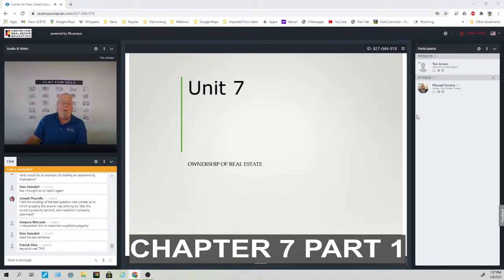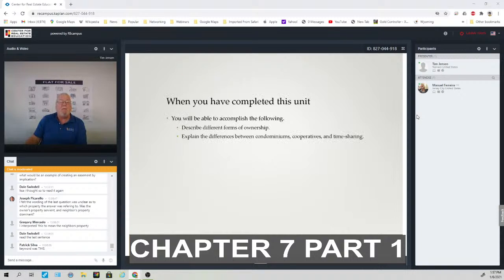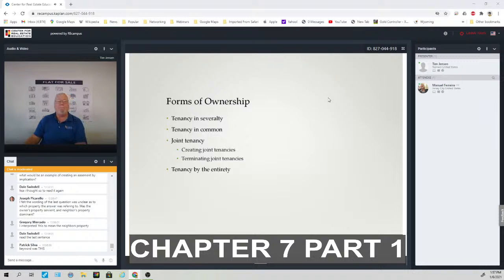So moving on, at the end of this chapter, you should be able to describe different forms of ownership and explain the differences between condominium ownership, cooperative ownership, and time-sharing ownership. All right. So the first type of ownership in real property is called tenancy in severalty.